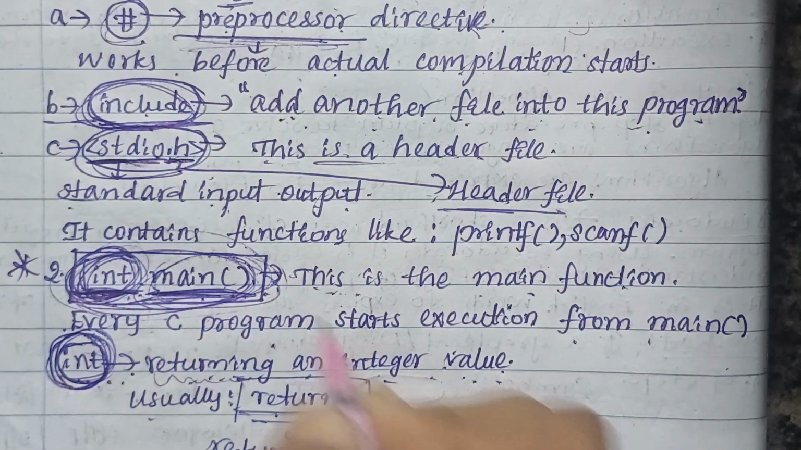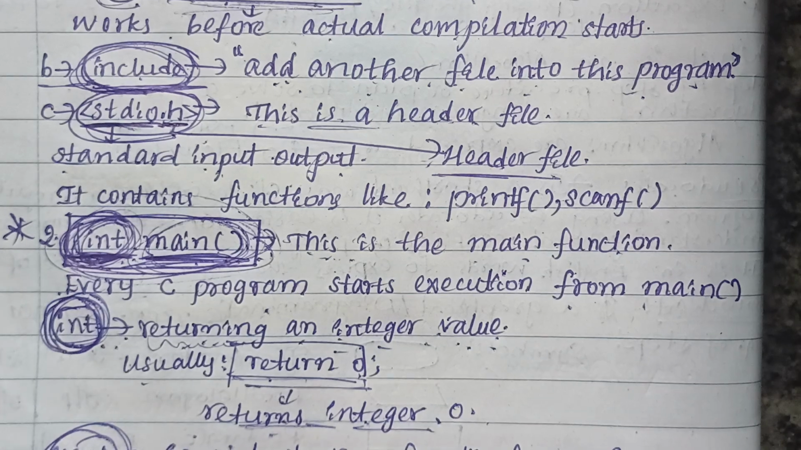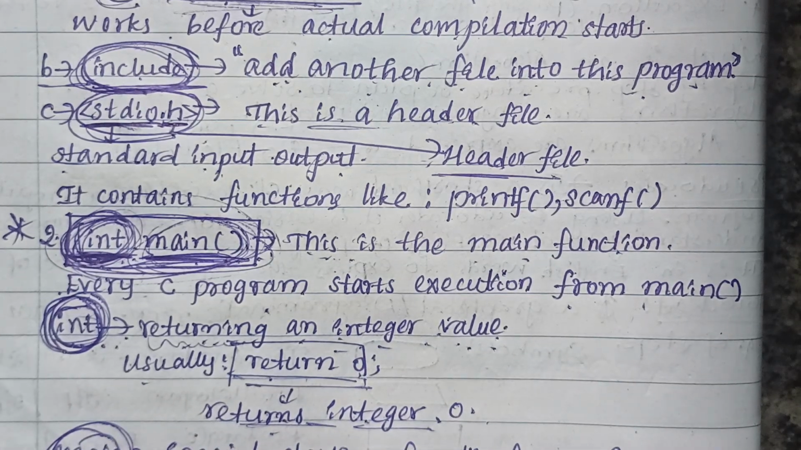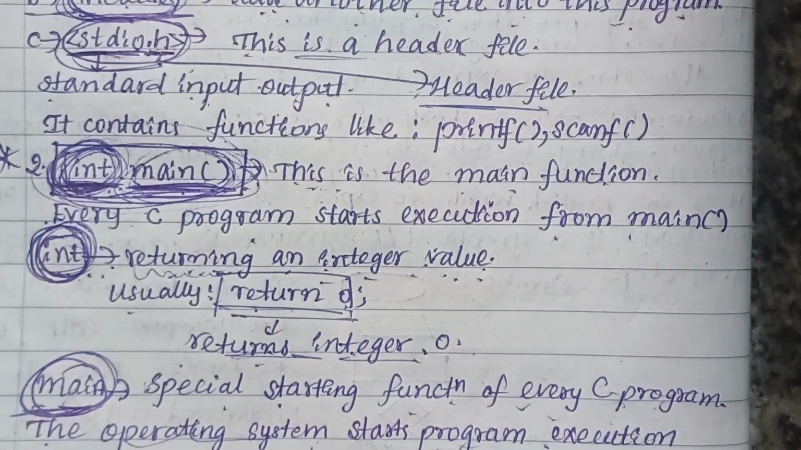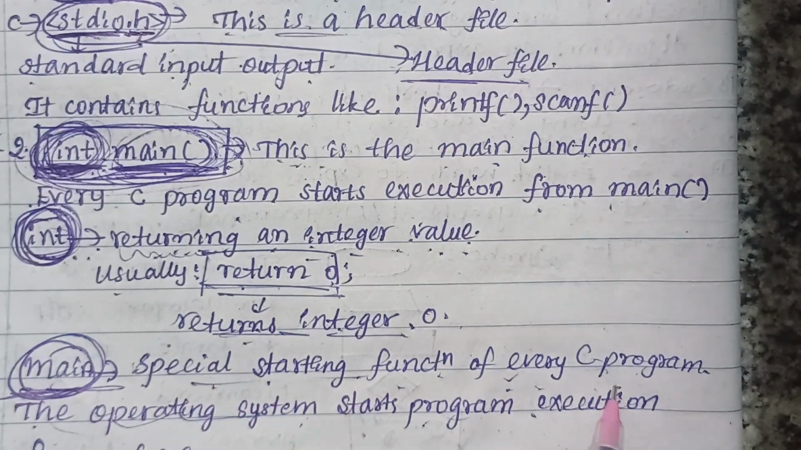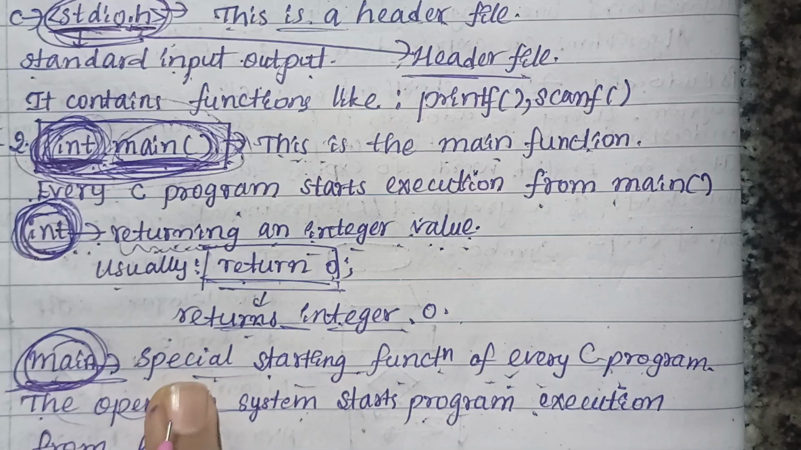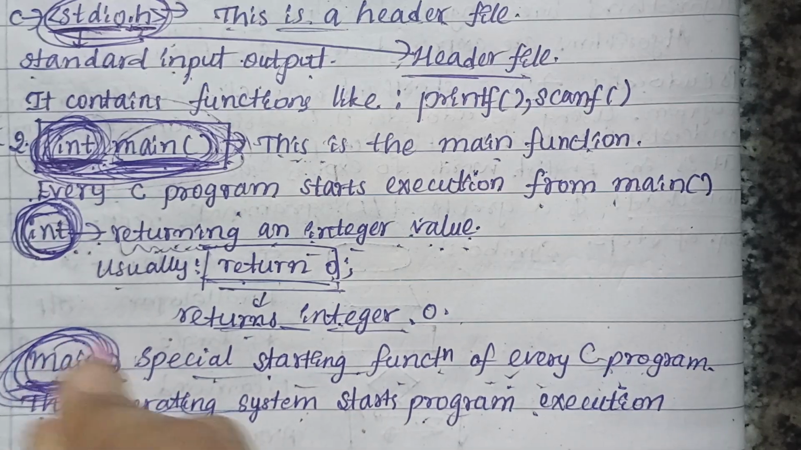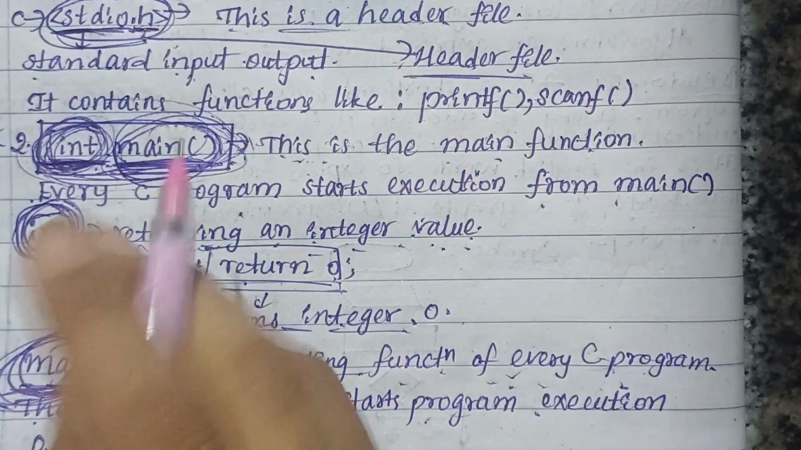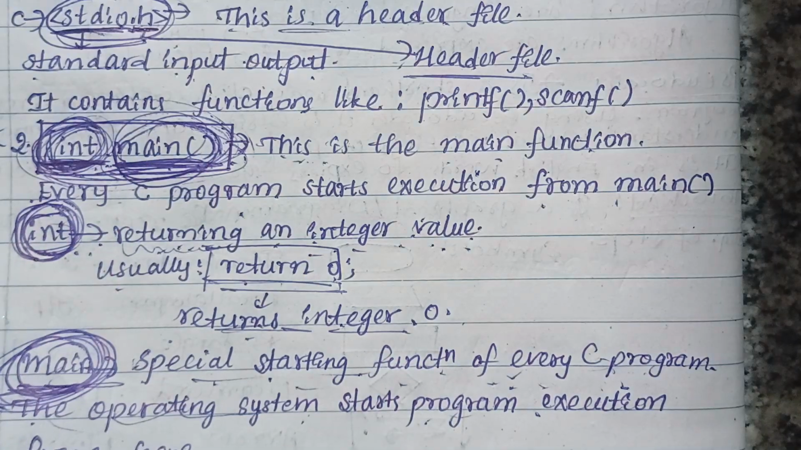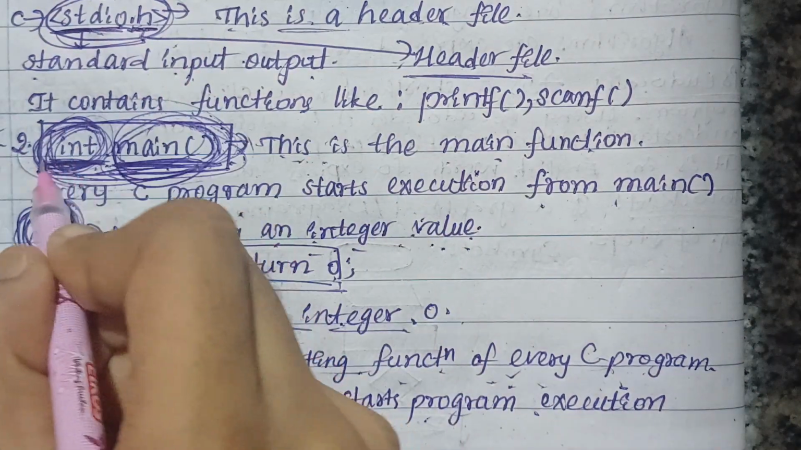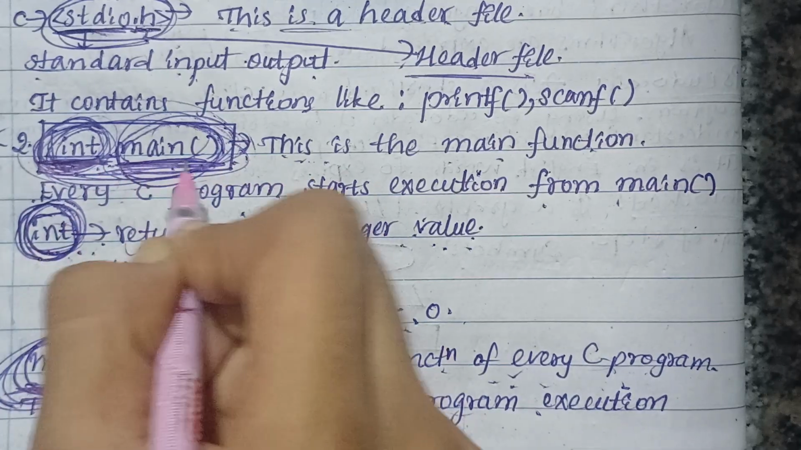And what does this main mean? It is the special starting function of every C program. The operating system starts program execution from this point. From this main point, our operating system will start execution of our program. Okay, and now you have got clarity about what is int and what is main.